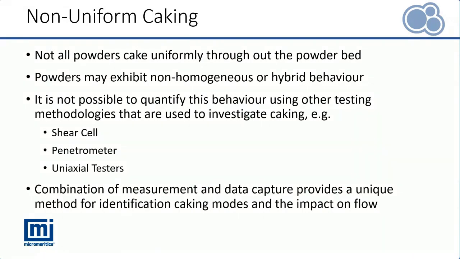However, that's not always the case. There are many examples of non-homogenous or hybrid behaviours occurring during caking. Other techniques that you might have come across to understand and measure powder flow, such as shear cells, penetrometers, uniaxial testing, all require or make an assumption that caking is homogeneous. However, with the FT4, we're able to capture data throughout the depth or the height of the powder bed, so we can then assess the different caking modes that are occurring in different materials.